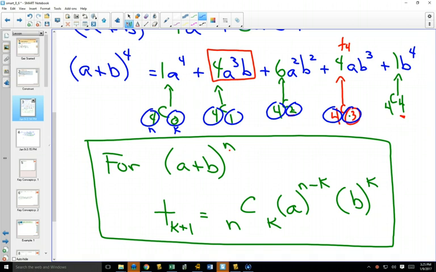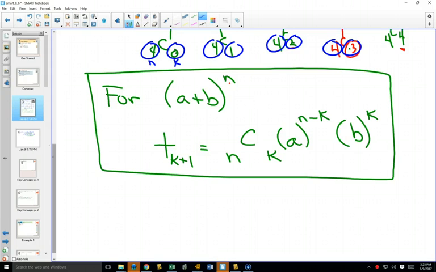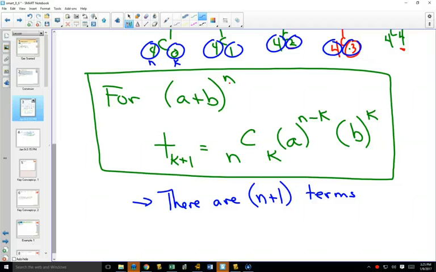And what's really nice about this formula is a couple of things. You can find a term very quickly instead of having to multiply it all out. Some other general observations that we can have from this, and we'll do one term really quick to end up class, but for (a plus b) to the n, there are always n plus 1 terms.